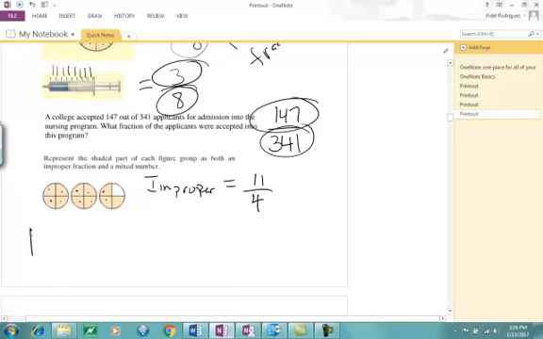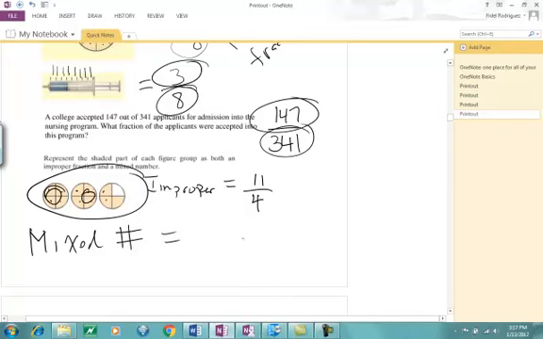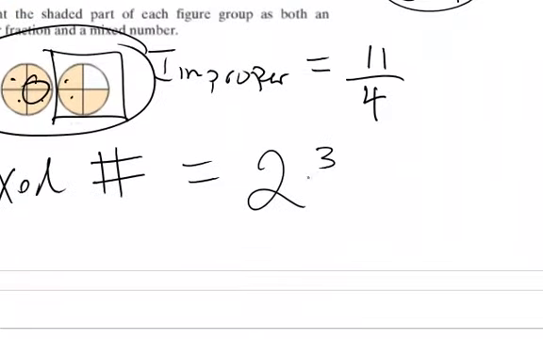Now a mixed number means that we're going to have a whole number plus a proper fraction. So when I look at this same picture here, I notice that these 2 circles are completely shaded. In the third circle, we have 3 out of the 4 that are shaded.